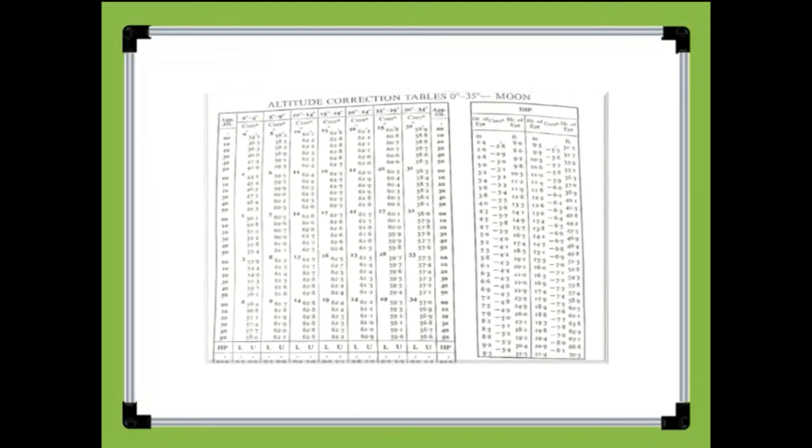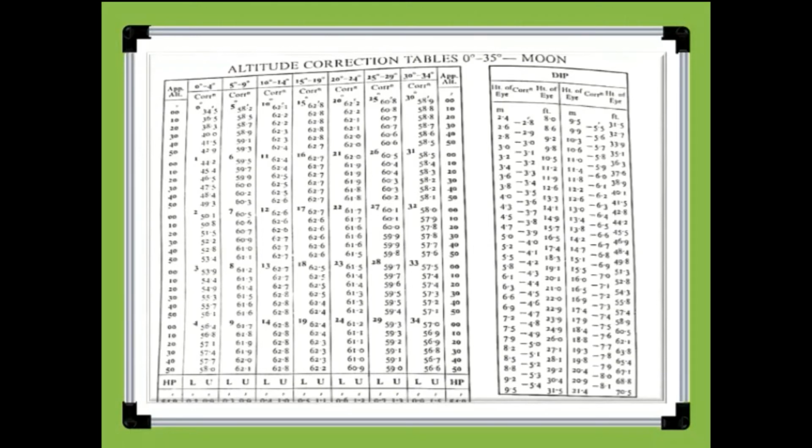To find the height of eye correction, use the altitude correction table of the Moon of the Nautical Almanac. Locate the dip column. Under the dip column, locate the height of eye correction column. Under the height of eye column, locate the meter column. Under the meter column, 10.0 meters is between 9.9 and 10.3 meters. You will find that the height of eye correction is 5.6 minutes.